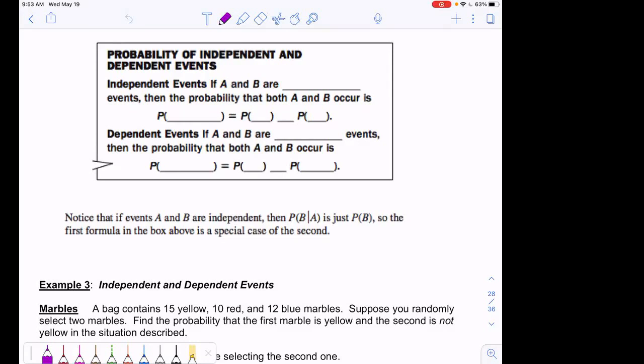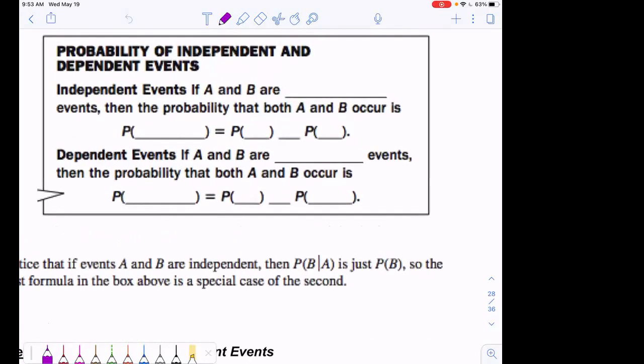So we will need a calculator again today. We're going to be multiplying fractions. The final two little pieces of information: finding the probability of independent and dependent events.